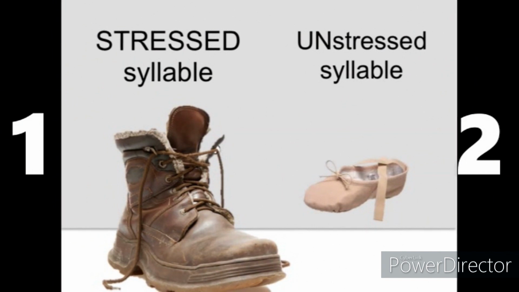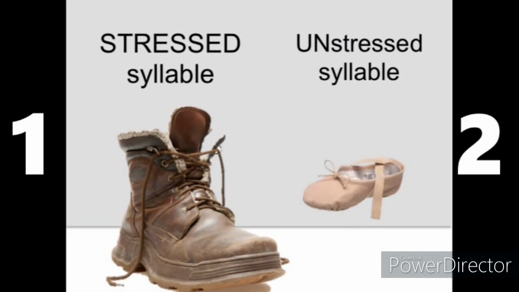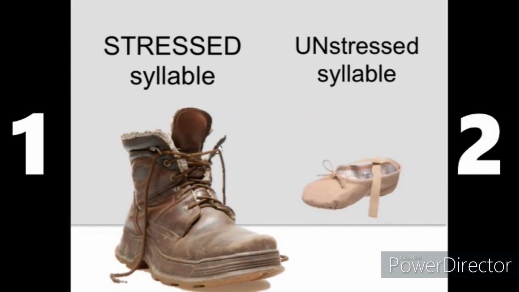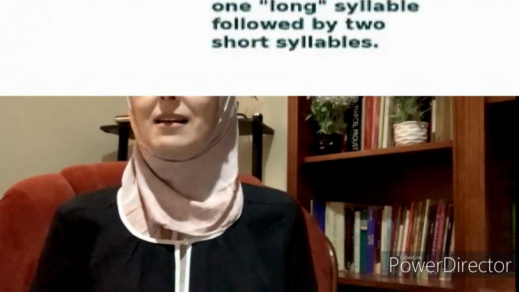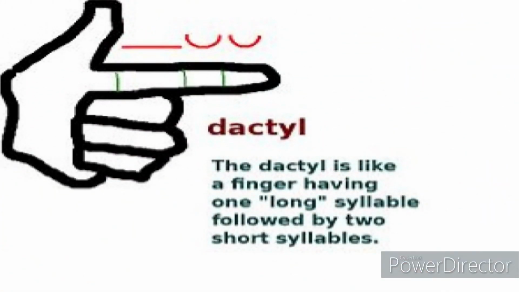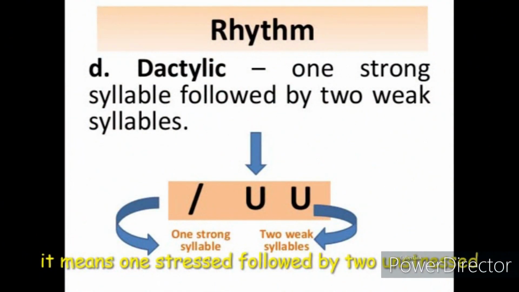If you have 1 stressed syllable combined with 2 unstressed syllables, we call it a dactyl, D-A-C-T-Y-L, dactylic rhythm. The dactylic rhythm is the combination of 3 syllables. The first one is a stressed syllable plus 2 unstressed syllables.